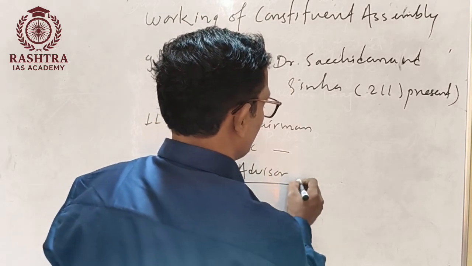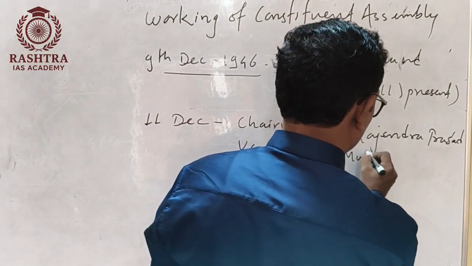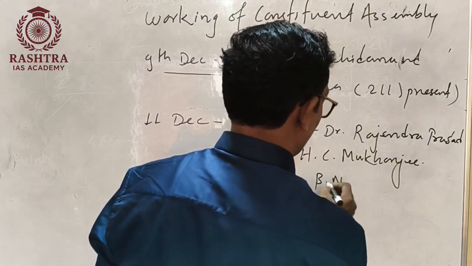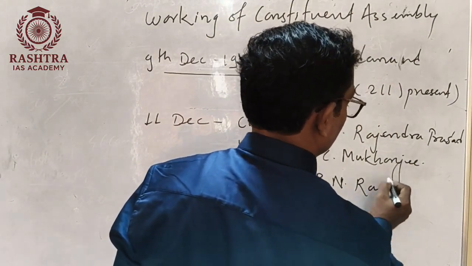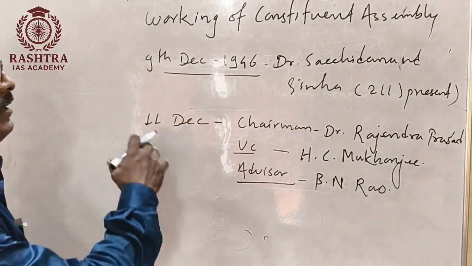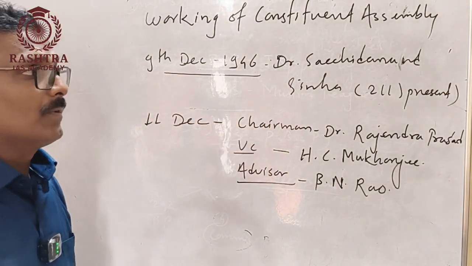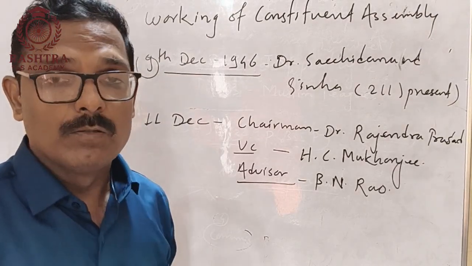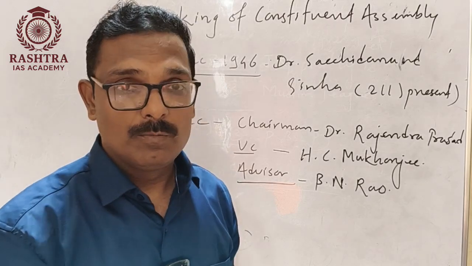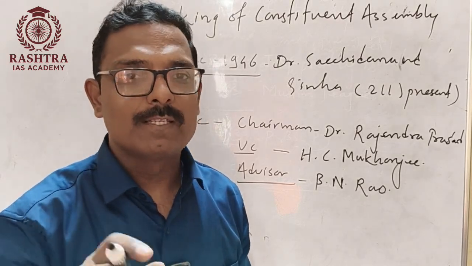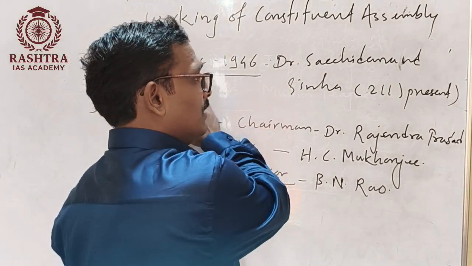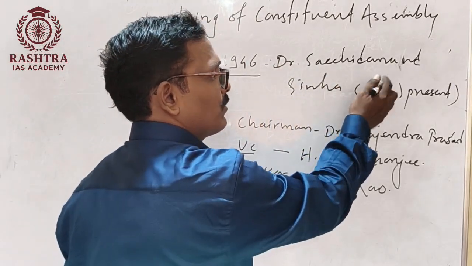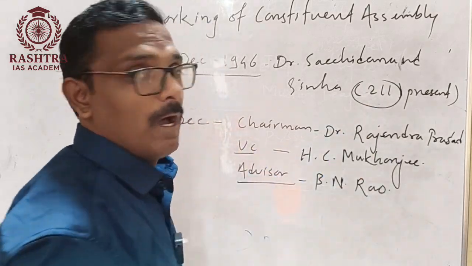There were a lot of questions about who would become the vice chairman, and B.N. Rao became the advisor of the Constituent Assembly. So the starting and working of the Constituent Assembly began on these 2 days. 9 December was just for the introduction of the Constituent Assembly. For our exam, we just need to remember the day of the Constituent Assembly, the chosen temporary president, and how many members were present. We need to keep this in mind for our examination.